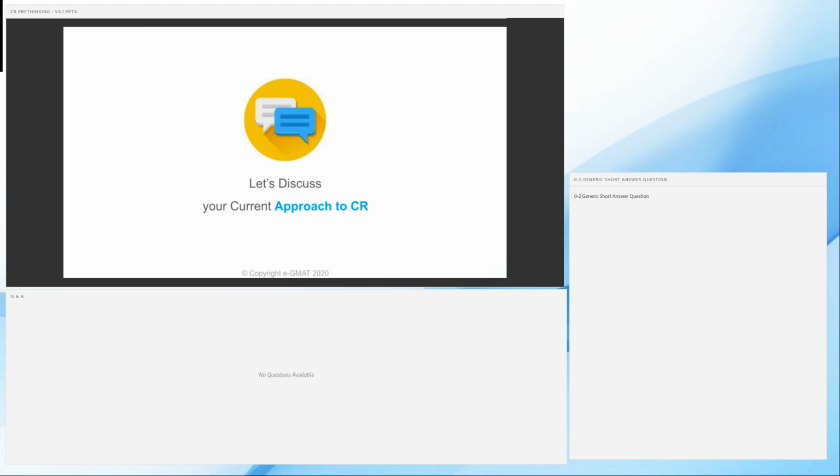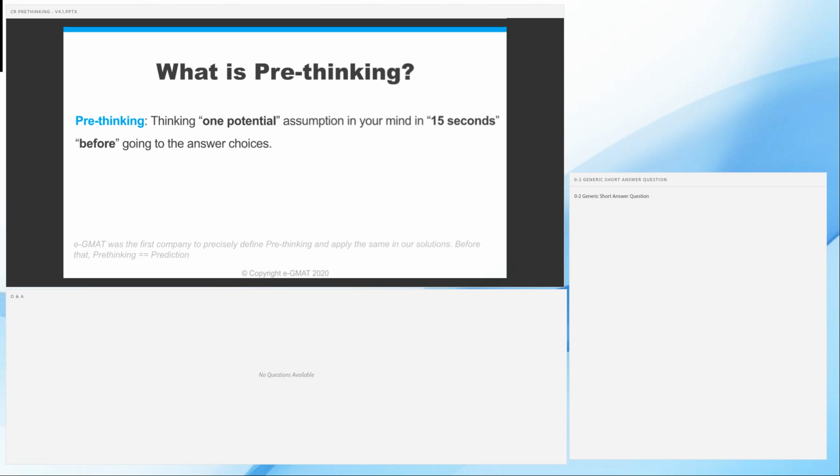All right. With that, let's talk about how you approach CR questions today. Before we talk about this, I want to talk about what pre-thinking is, because pre-thinking is a term that is misunderstood in the world of GMAT. In fact, people leverage that term to really say you shouldn't do pre-thinking. Pre-thinking is a way to ensure that you comprehend the information that the author provides to you before you start looking at answer choices. The more technical definition is that you think of one potential assumption in about 15 seconds before you look at answer choices.